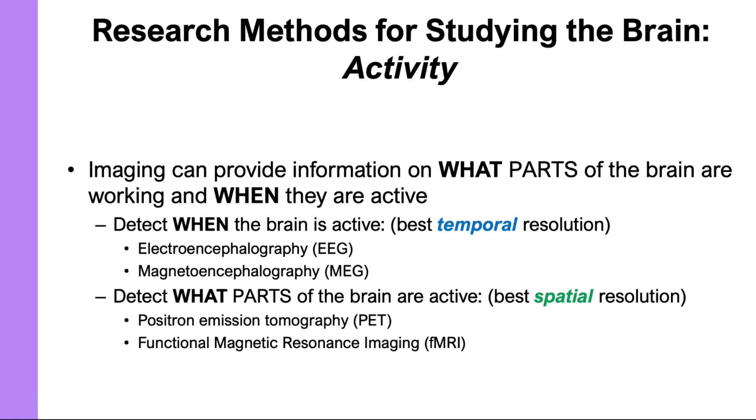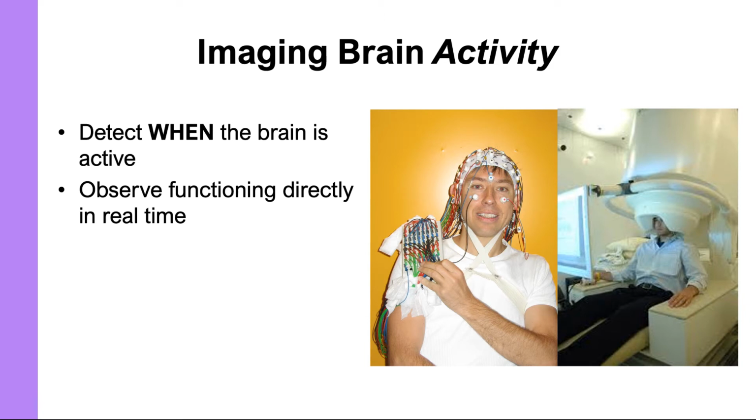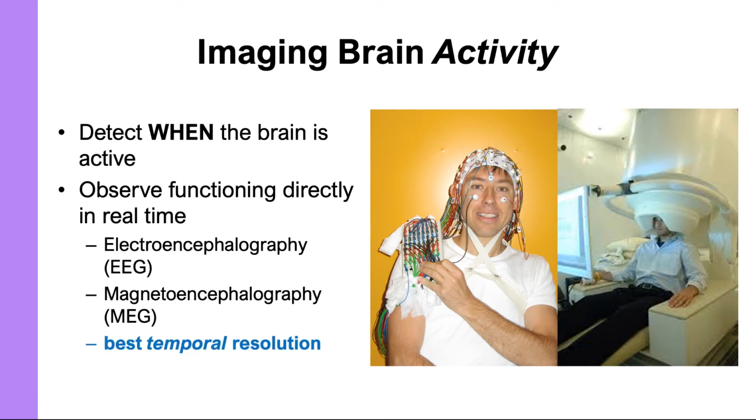Whereas positron emission tomography and fMRI can tell you with much more precision what parts of the brain are active, they really can't give you much precision in terms of knowing when parts of the brain are active. Okay, so we'll talk about the timing part, knowing when parts of the brain are active first. This is when you want to know when the brain is processing information.